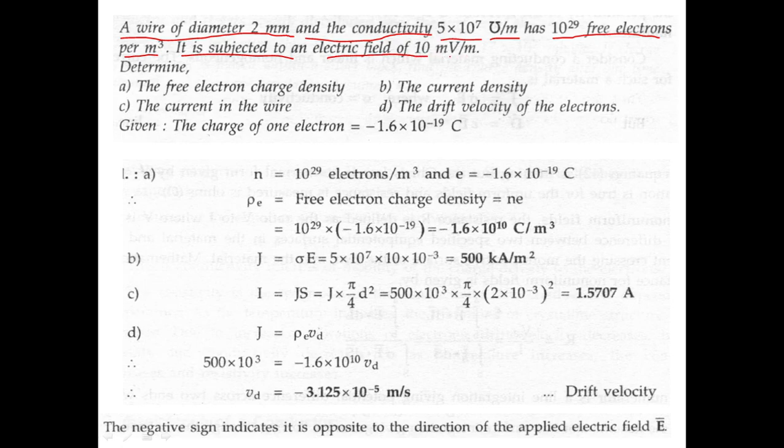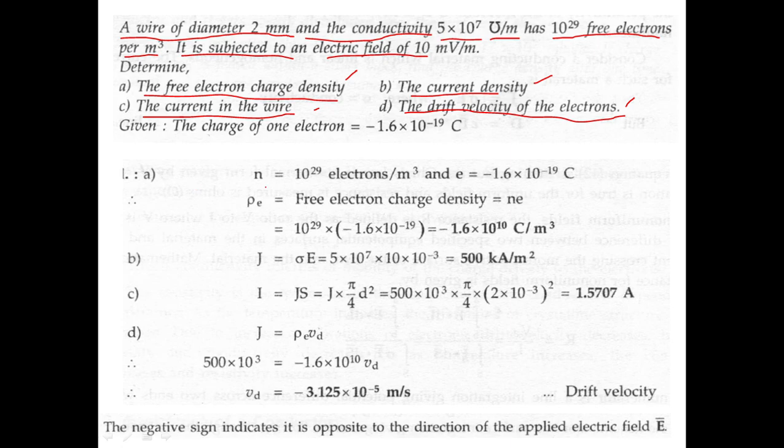Determine the first thing: we have to calculate the free electron charge density. Then we have to calculate the current density, and we have to calculate the current in the wire, and we have to calculate the drift velocity. So these kinds of problems are important because you can get an idea about all these four in a single problem. So please note down the formulas properly here, right?